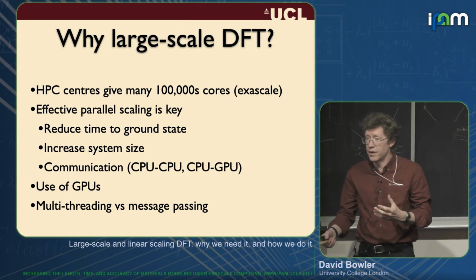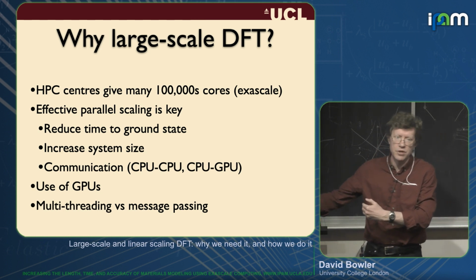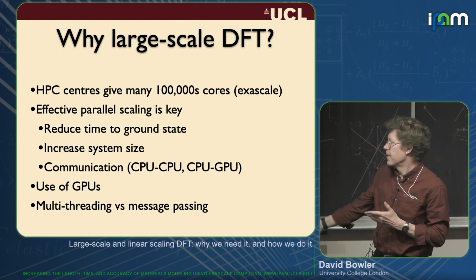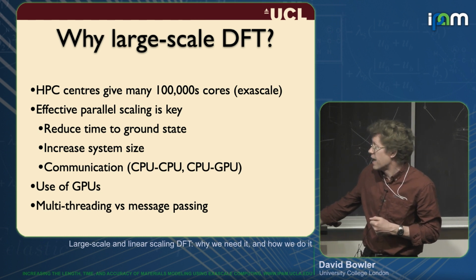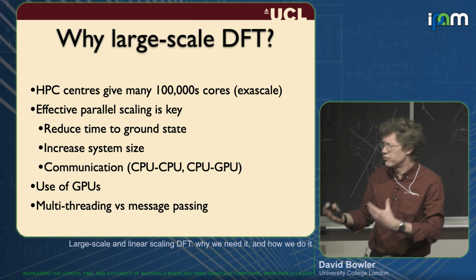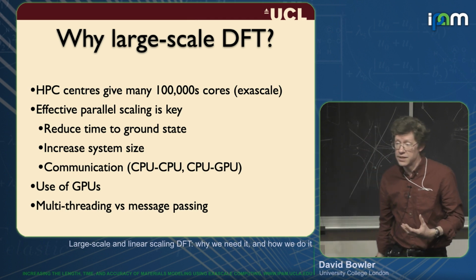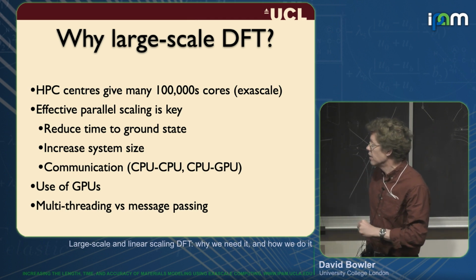And nowadays we have to think about not just CPU, CPU, but CPU, GPU, and even GPU, GPU communications. And then even using GPUs, and recently you have to think about multi-threading versus message passing, you have to think about heterogeneous architectures. But all of these things can be used to do large-scale DFT. And these are all driving what we're doing.